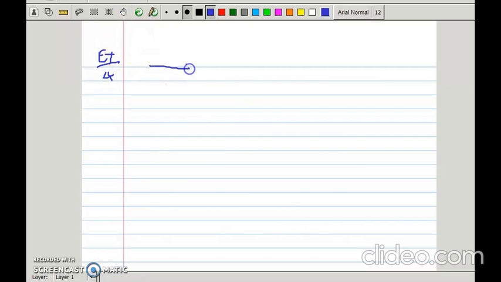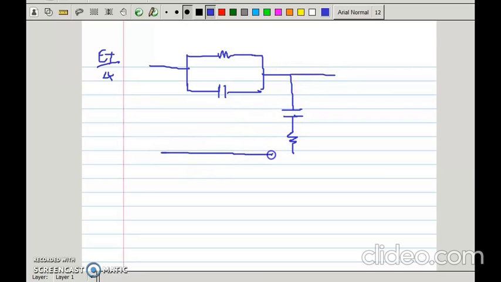So example number 4 is two resistors, two capacitors, and this is the output side, right? This is the input side, we call it Vi of t. This is the output side, we call it Vo of t, right? This is the R1, C1, C2 and R2.